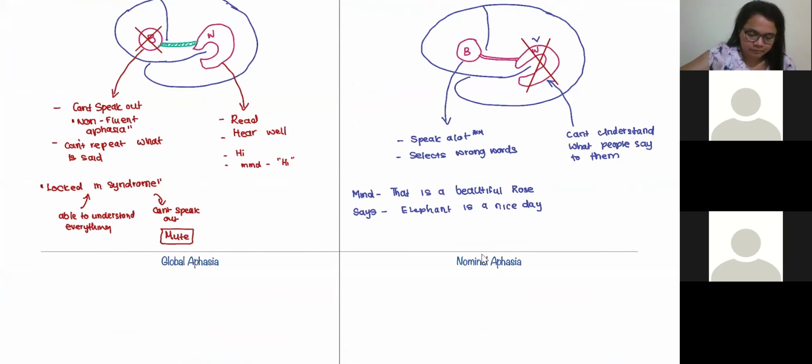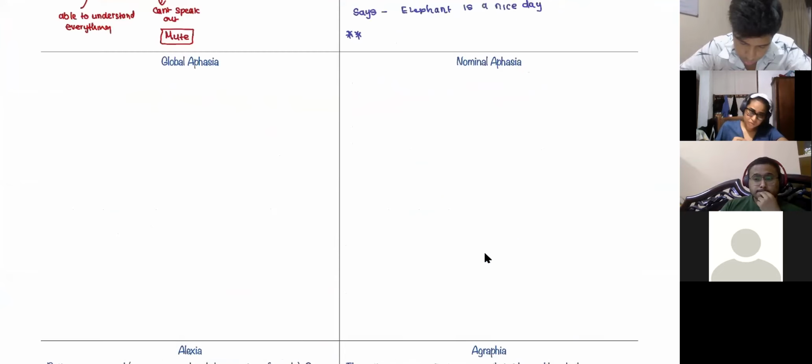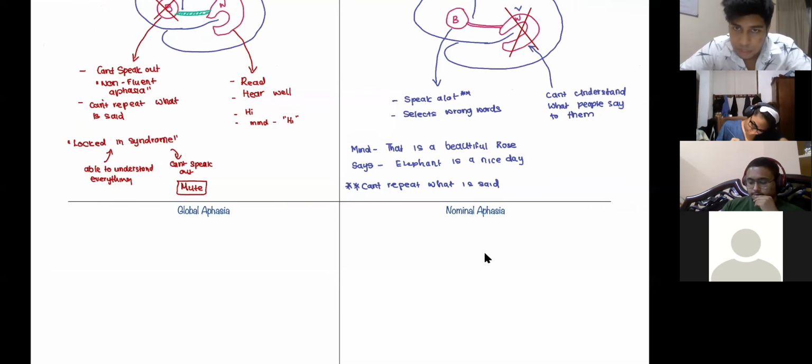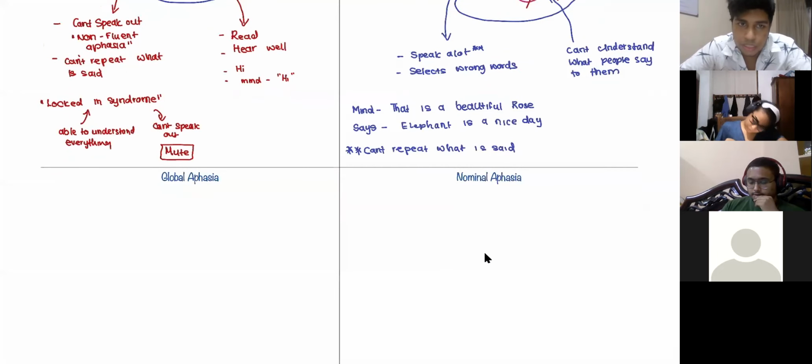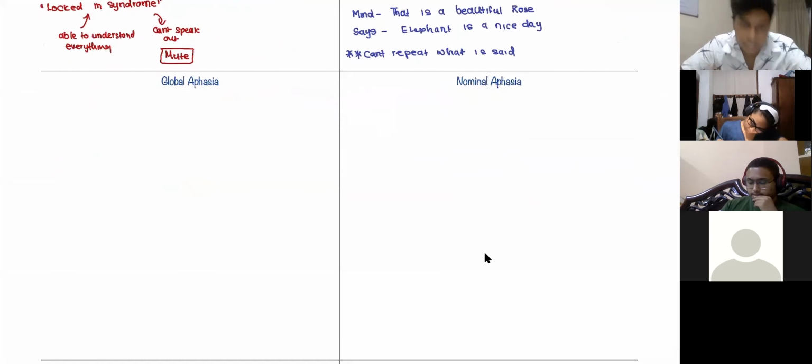Also, can these people repeat what is said? No. There are actually around 11 types of aphasia, but the most important ones are these 4. That's why I'm going to do those. They can't repeat what is said. There are types in which the person can repeat, but you have to study to be a neurologist to learn that, or specialize in language disorders.